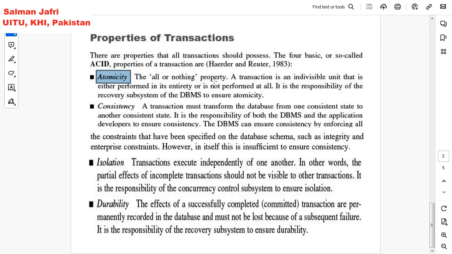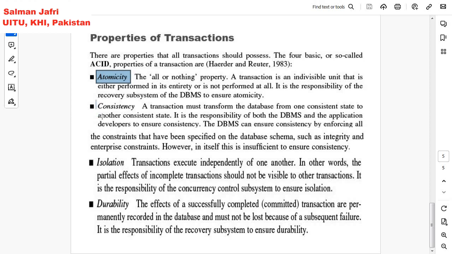Remember my discussion of the banking system. So it is either the full transaction or no transaction. There is no concept of a partial transaction, okay? It cannot be further divided into smaller parts. So it is a logical single unit of work.